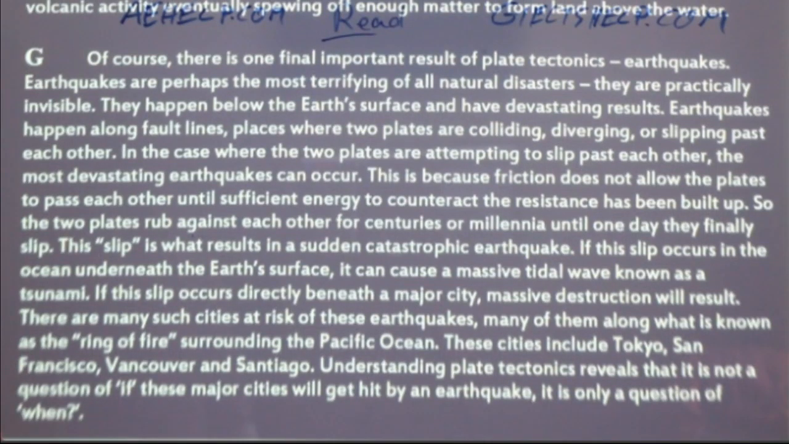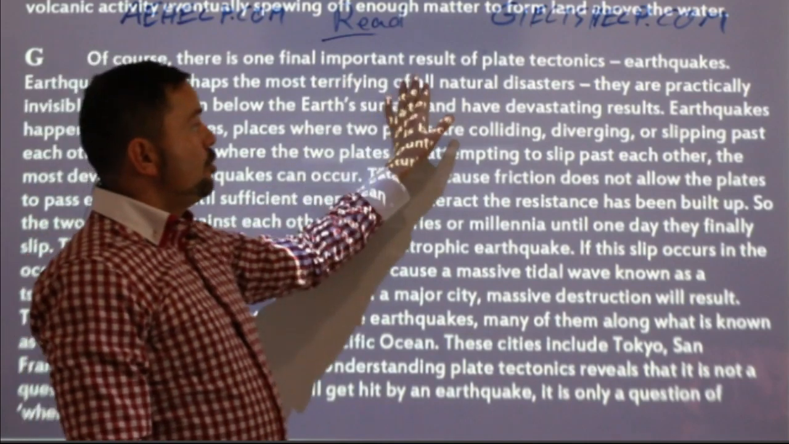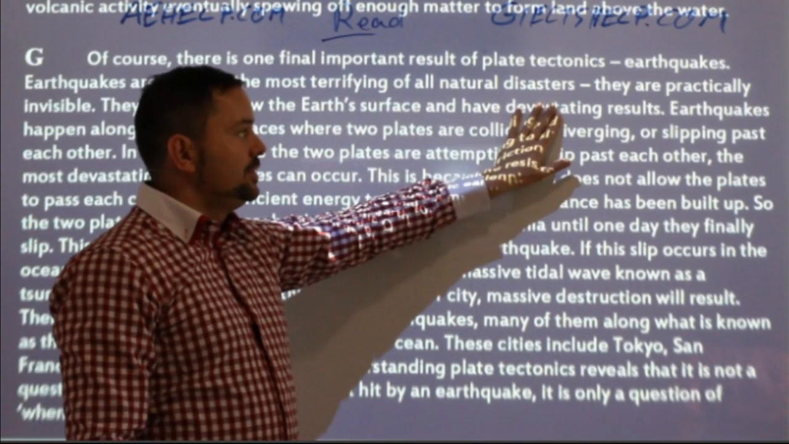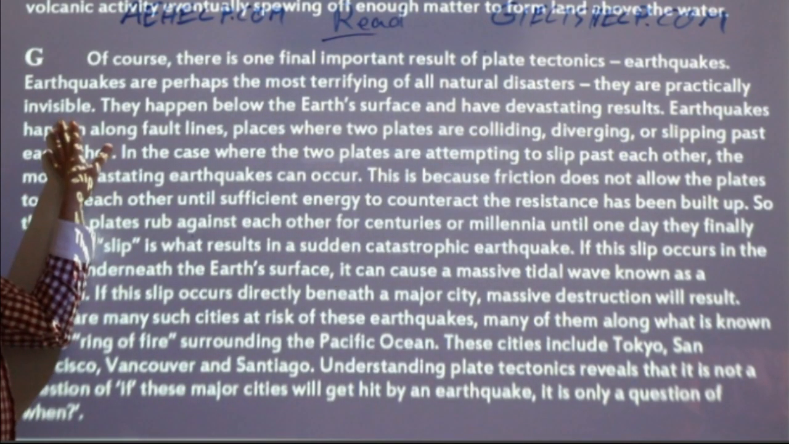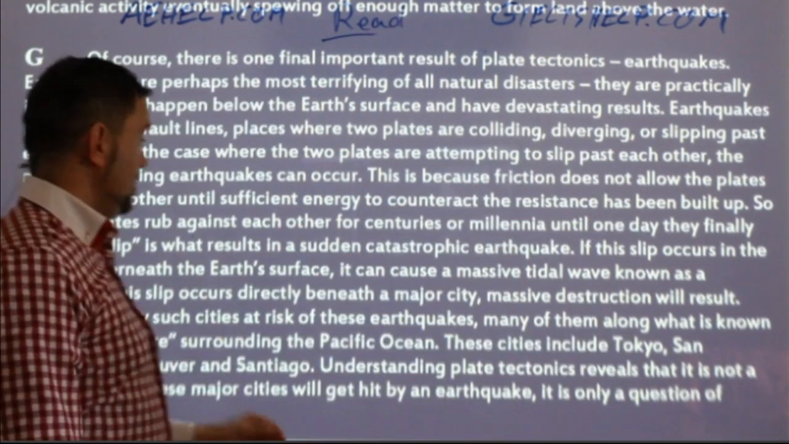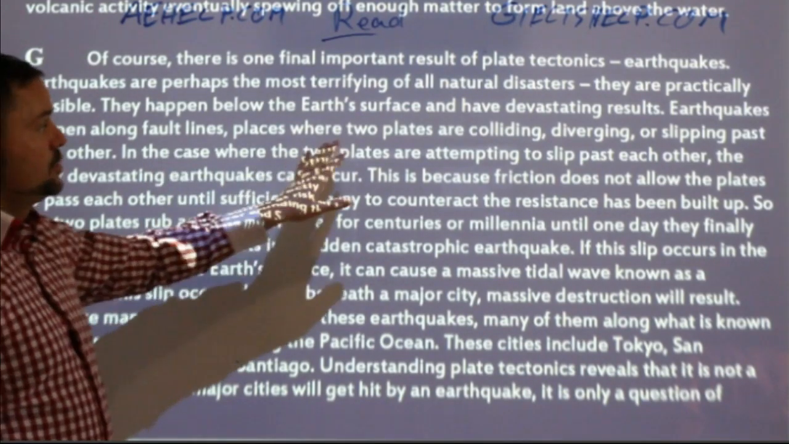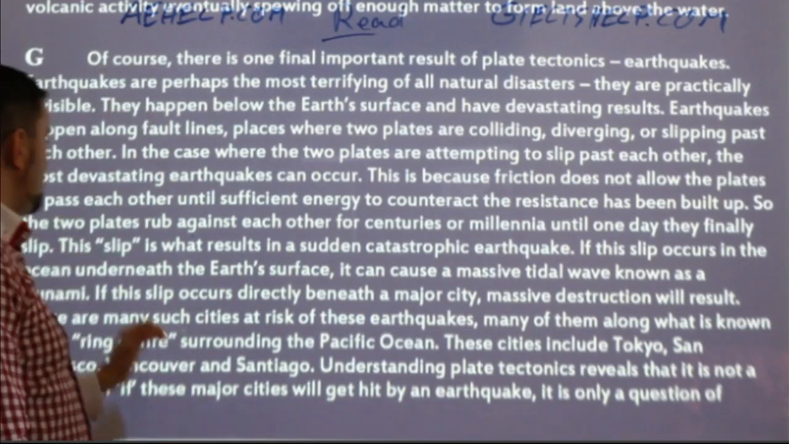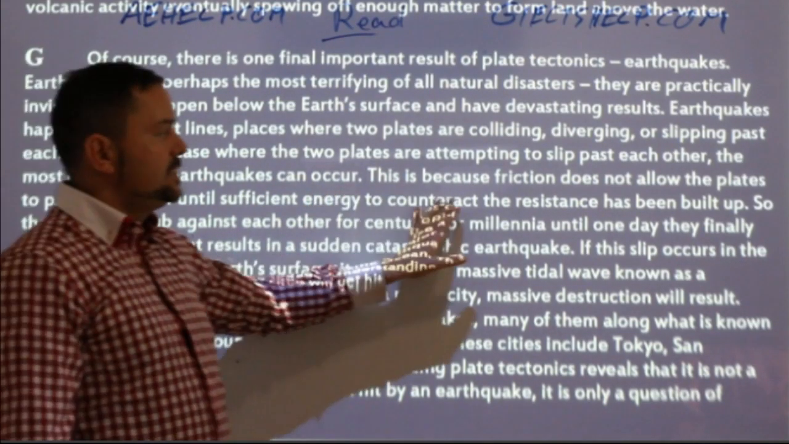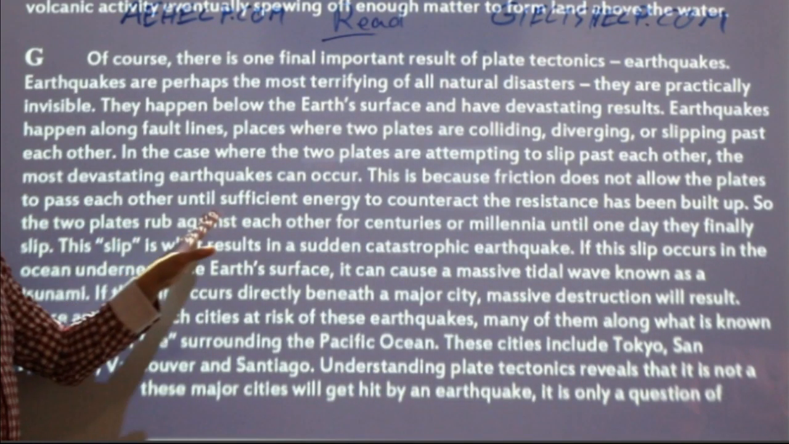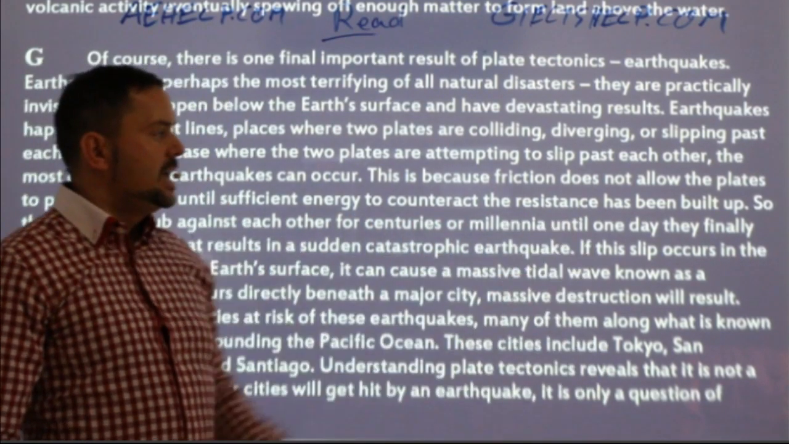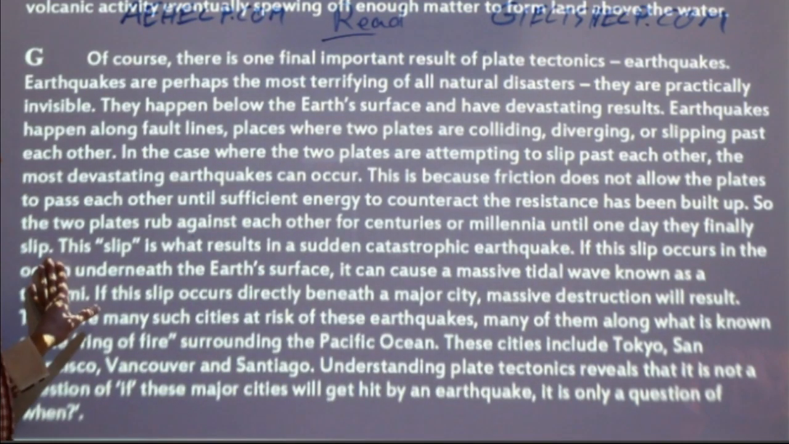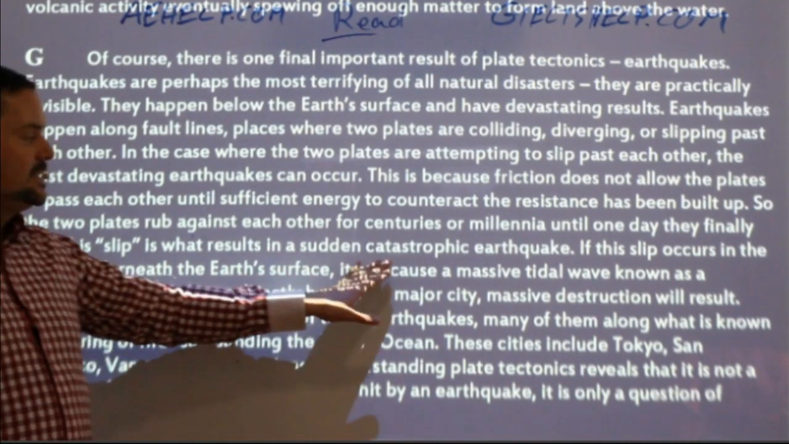Here we go, students, together. Of course, there's one final important result of plate tectonics, earthquakes. Earthquakes are perhaps the most terrifying of all natural disasters. They are practically invisible. They happen below the Earth's surface and have devastating results. Earthquakes happen along fault lines, places where two plates are colliding, diverging, or slipping past each other. In the case where the two plates are attempting to slip past each other, the most devastating earthquakes can occur. This is because friction does not allow the plates to pass each other until sufficient energy to counteract the resistance has been built up. So the two plates rub against each other for centuries or millennia until one day they finally slip. This slip is what results in a sudden catastrophic earthquake.